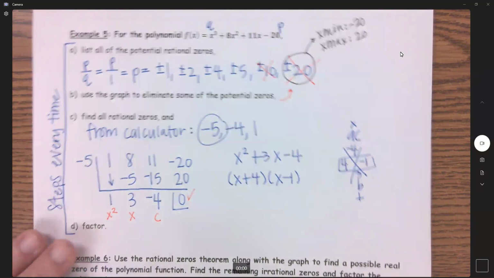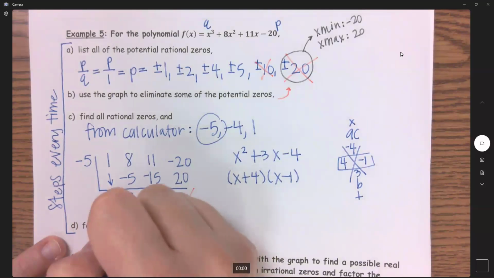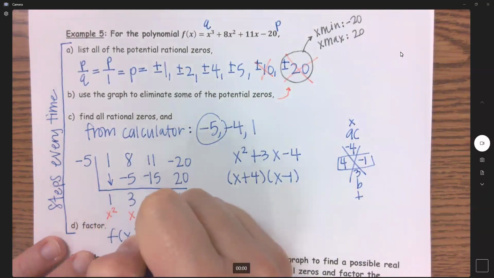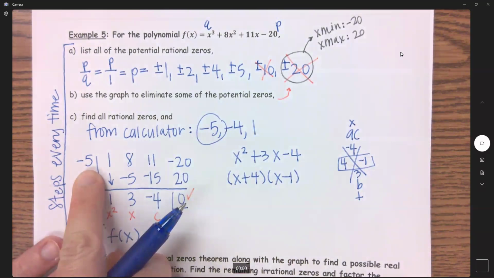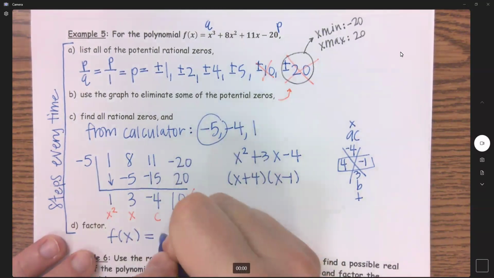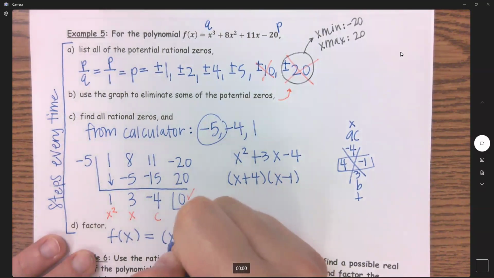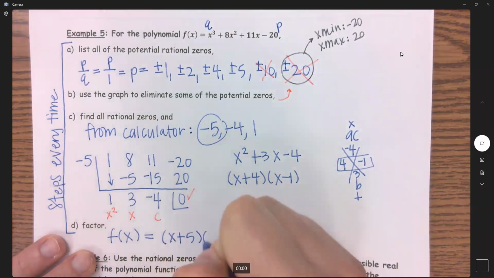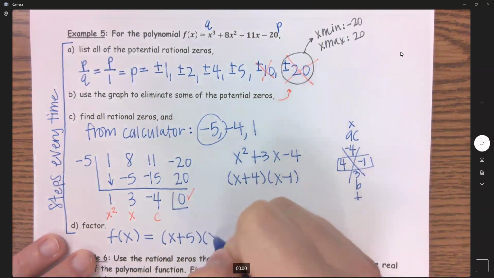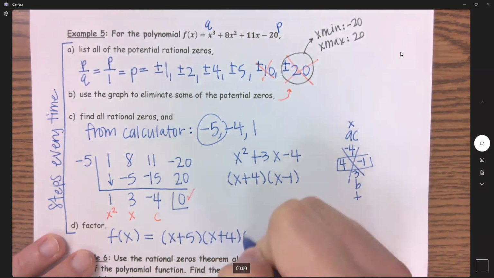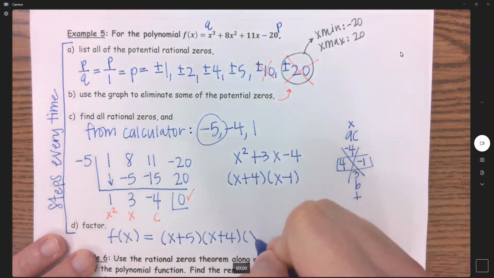So now my factors are going to be: we first divide out x minus 5. When that's a factor, that is x plus 5. Then x plus 4. And then x minus 1.